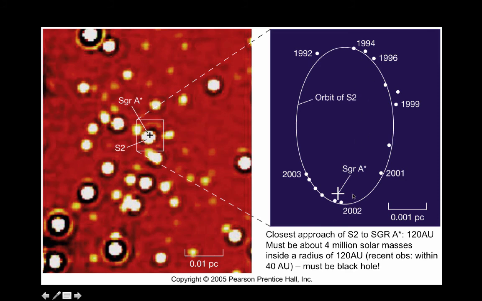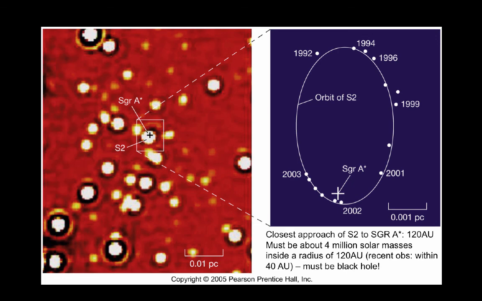We can see the size of the object, so we know how small the object must be. It must be inside a radius of 120 astronomical units. Actually, more recent observations place it inside 40 astronomical units. So that's just the size of our solar system. So there must be an object which is about the size of our solar system, but whereas our solar system has one solar mass contained within it, roughly, this has to have 4 million solar masses.